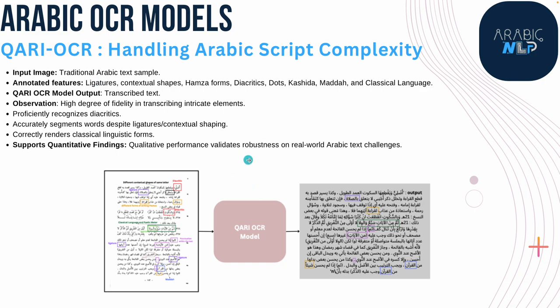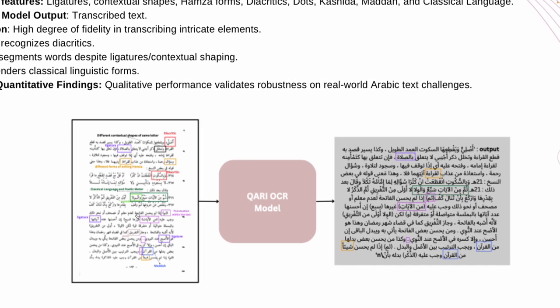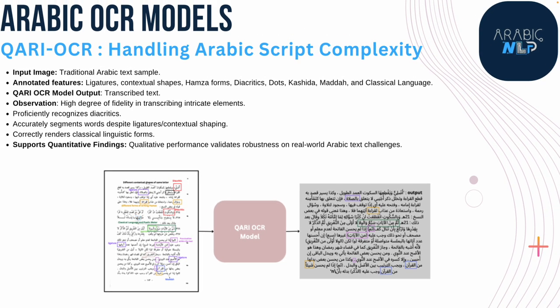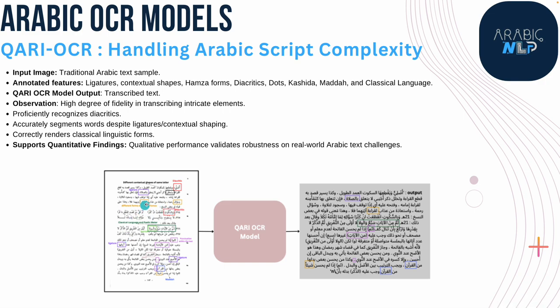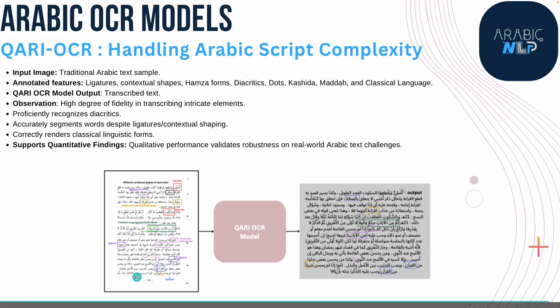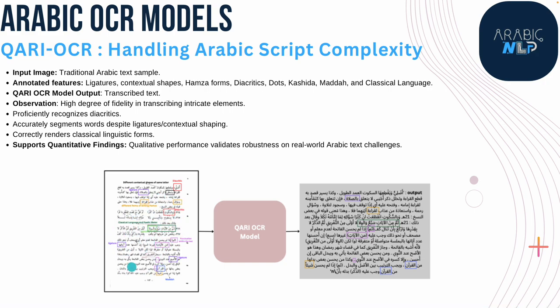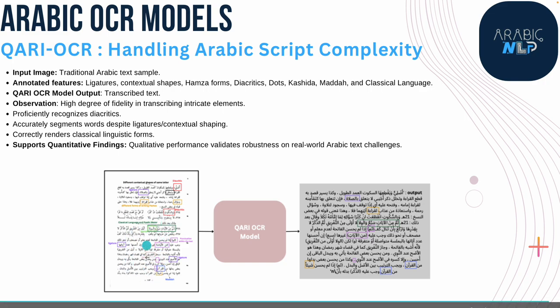Here is a complex example. Maybe the images are not in the best quality, but you might see them better in the paper. Here is a visual example of how Qari-OCR handles complex Arabic text or script. As you can see, the input images have traditional Arabic text, and I have highlighted some of the challenging features that make Arabic OCR difficult. Many of these are diacritics and other things in this script.